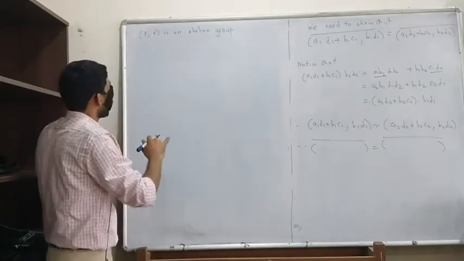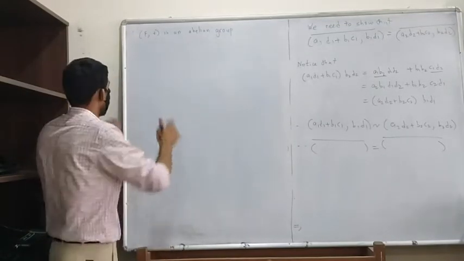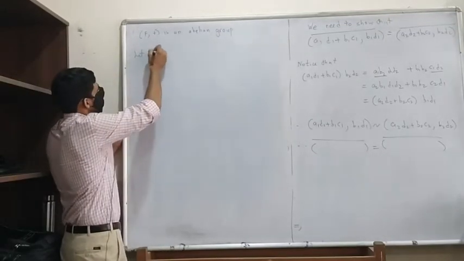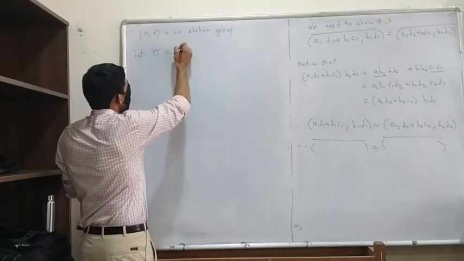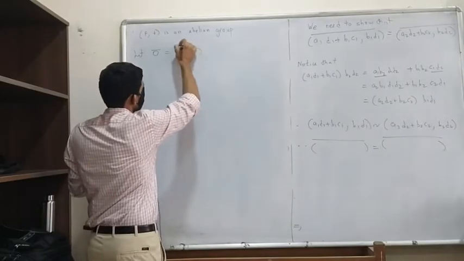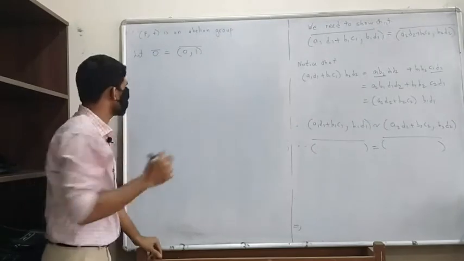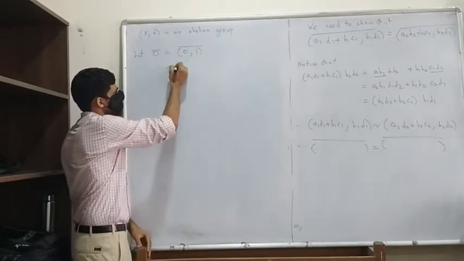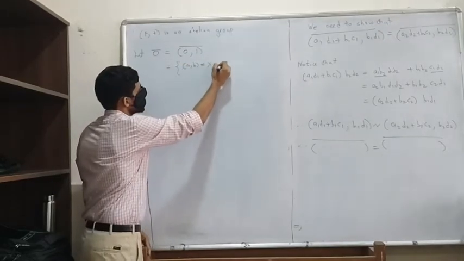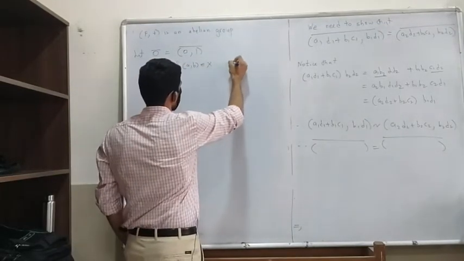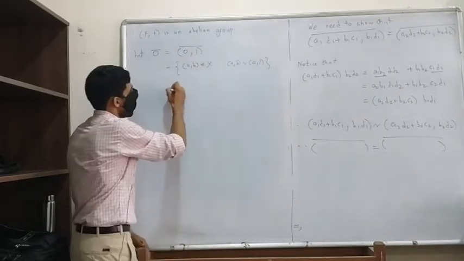So 0, 1. The second thing is to know what that set actually is. We can let 0 bar, to give a good notation, be the equivalence class of 0, 1. Just for the sake of making things easier, let's ask ourselves what this actually is. This is the set of all (a, b) in X such that (a, b) is related to (0, 1). What exactly is this?